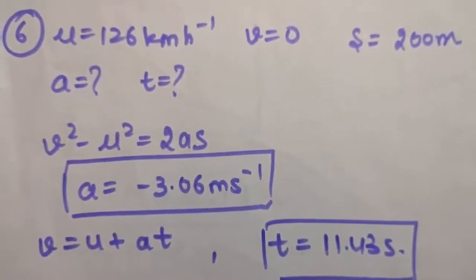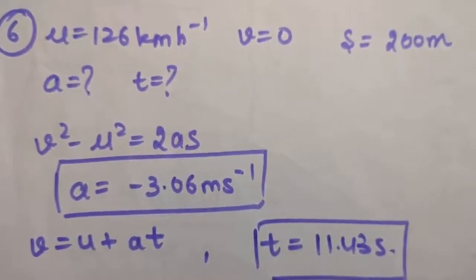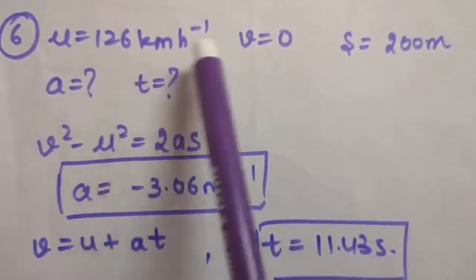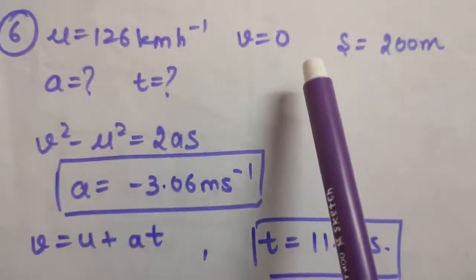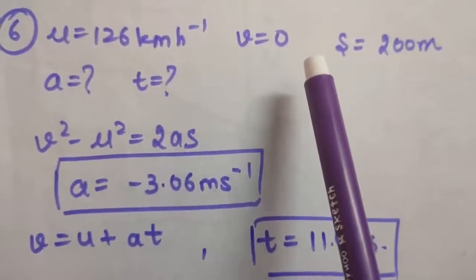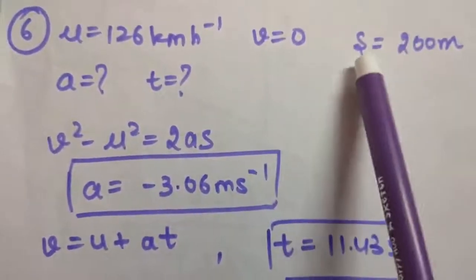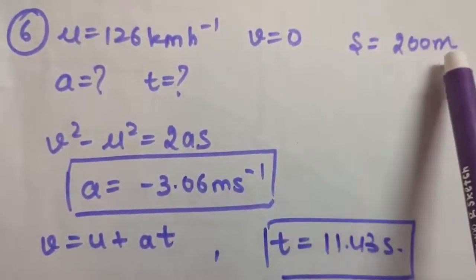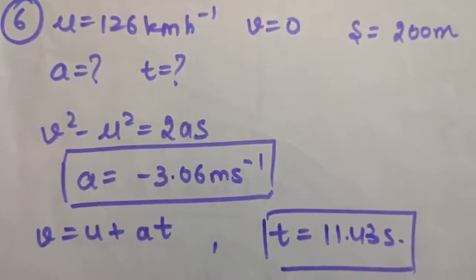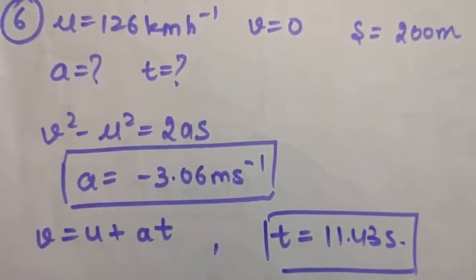The question says a car moving along a straight highway with a speed of 126 km per hour is brought to stop within a distance of 200 meters. That means its final velocity is 0 and distance traveled by it is 200 meters. Now it is asking what is the retardation of the car and what is the time taken by it.